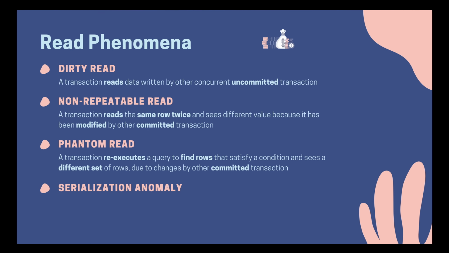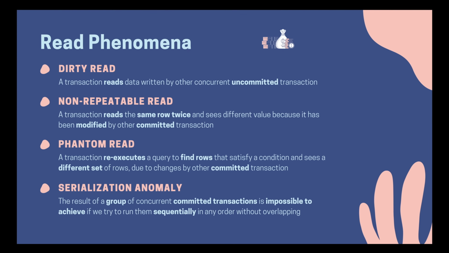Another phenomenon that involves the interaction of a group of transactions is serialization anomaly. It's when the result of a group of concurrent committed transactions could not be achieved if we try to run them sequentially in any order without overlapping each other. Don't worry if you don't fully understand these phenomena right now. We're going to replicate each and every one of them in MySQL and Postgres in a few minutes.